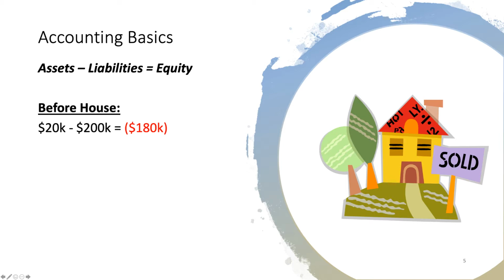So before you buy the house or do anything, right? You've got $20,000 in cash, so that's our assets. You've got $200,000 in student debt, so your equity, your overall net worth, would be in this case a negative number, right? Negative equity, negative $180,000.